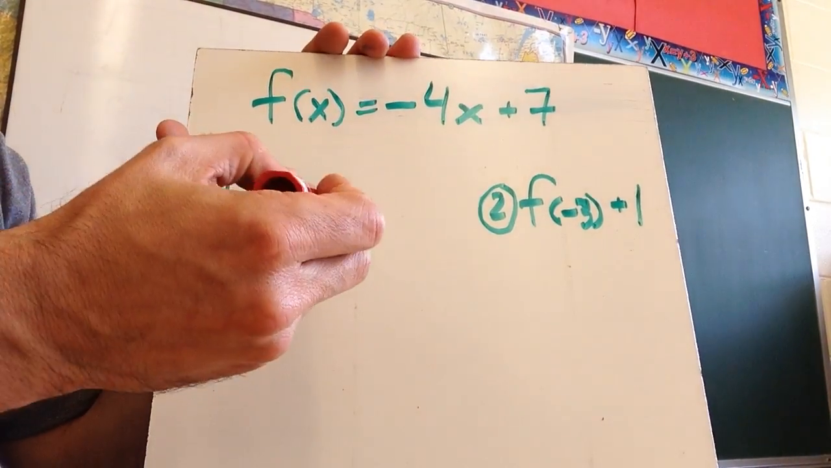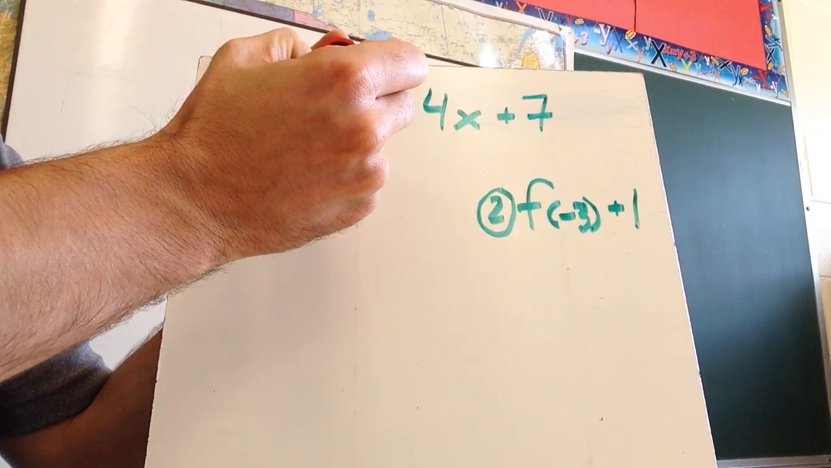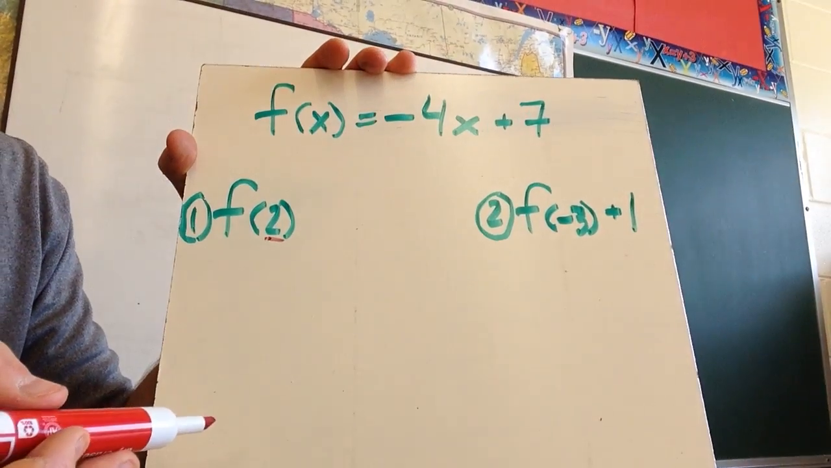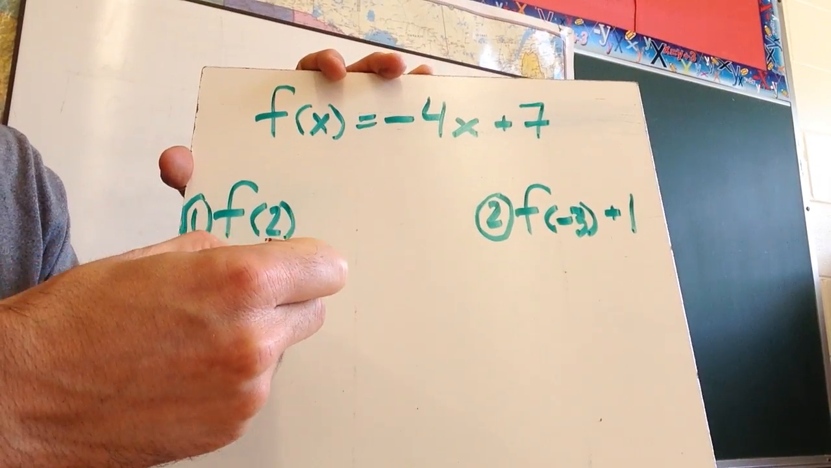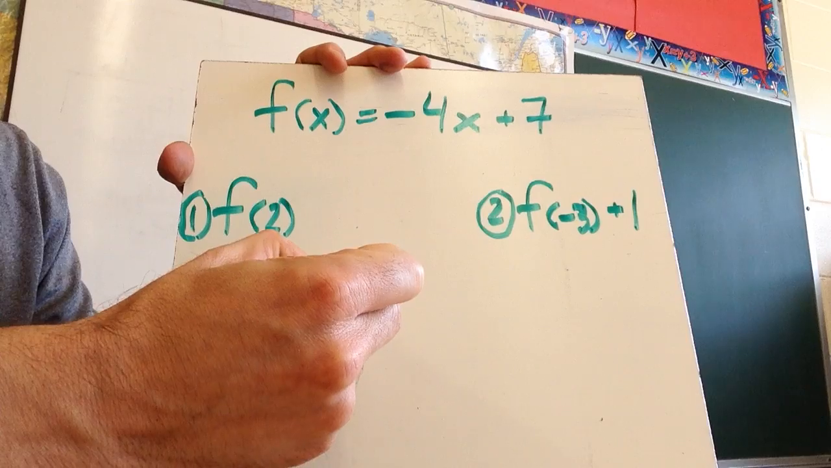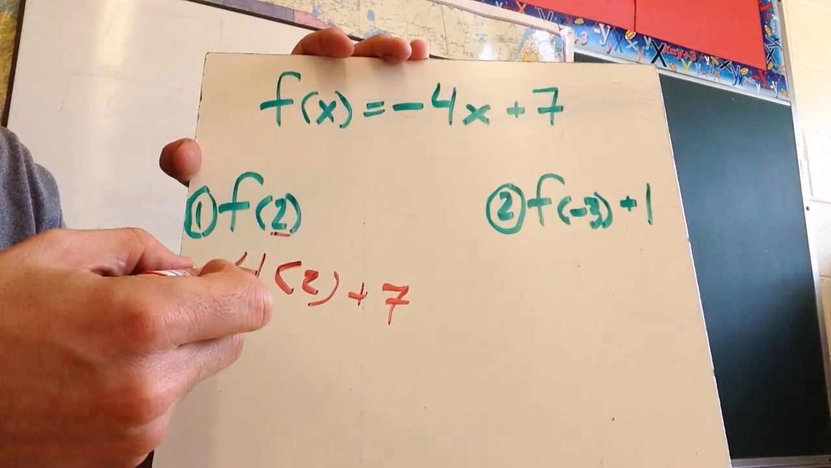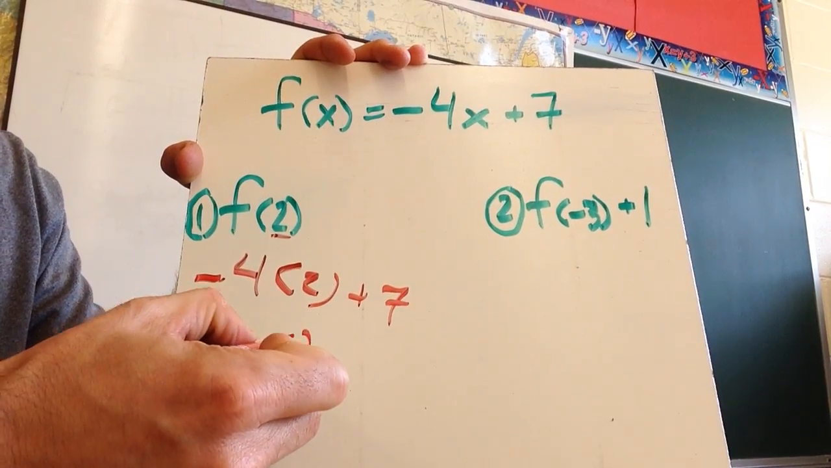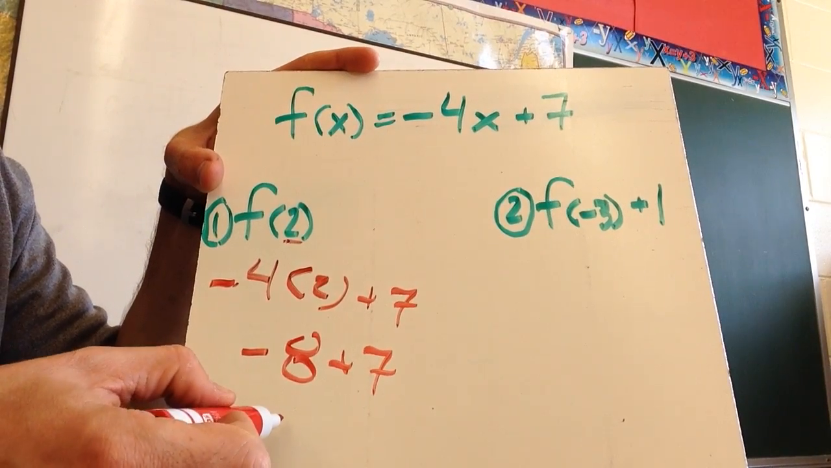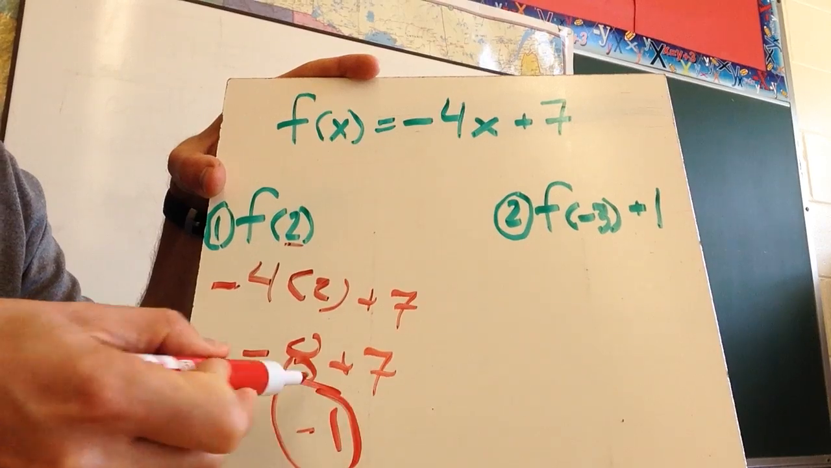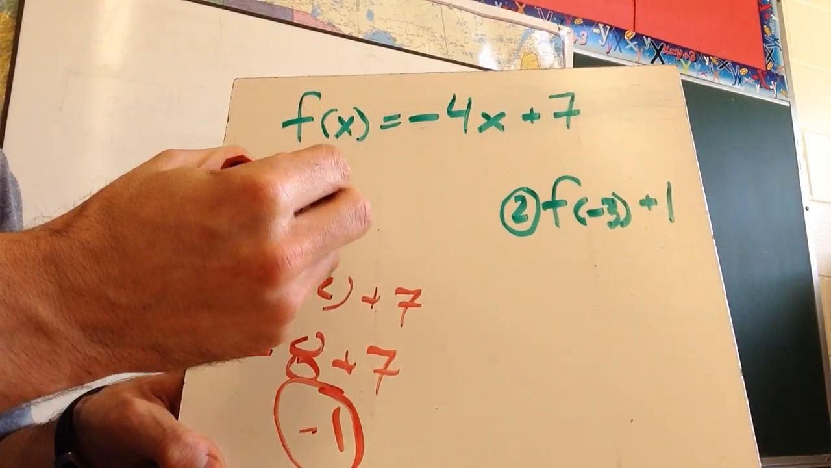And so to solve this, what I need to do is take this 2, and I'm going to pretend that there's a 2 here, so wherever I see an x in this function, I'm going to write a 2. So this becomes -4 times 2 plus 7. -4 times 2 is -8 plus 7. So my final answer here is -1. So f of 2 equals -1. You could put that up here.